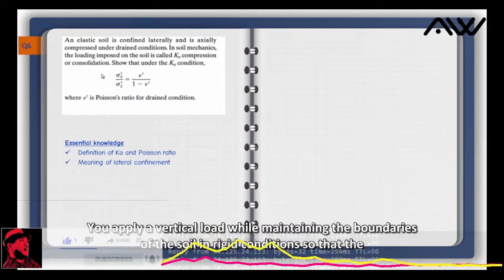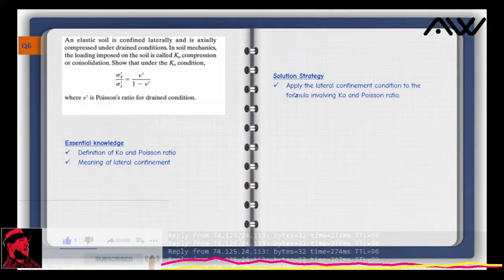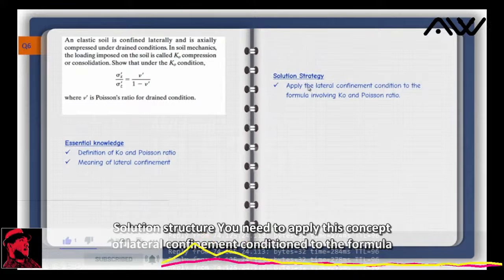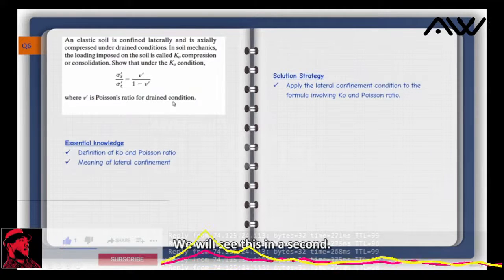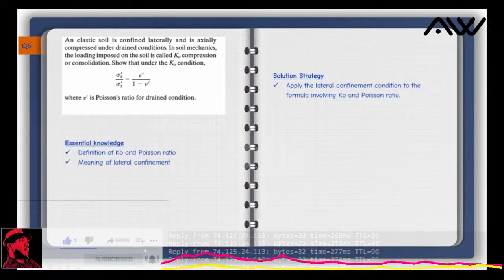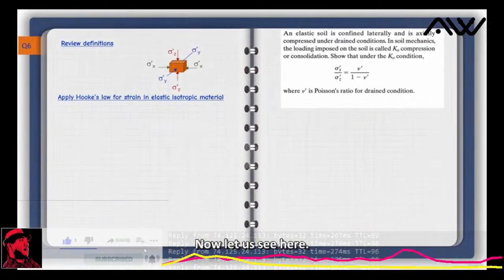As you know, you apply a vertical load, or perhaps you will study this next. You apply a vertical load while maintaining the boundaries of the soil in rigid conditions so that the soil is prevented from moving laterally. Solution strategy: we'll need to apply this concept of lateral confinement condition to the formula involving K-naught and the Poisson ratio. We will see this in a second. Very interesting problem.